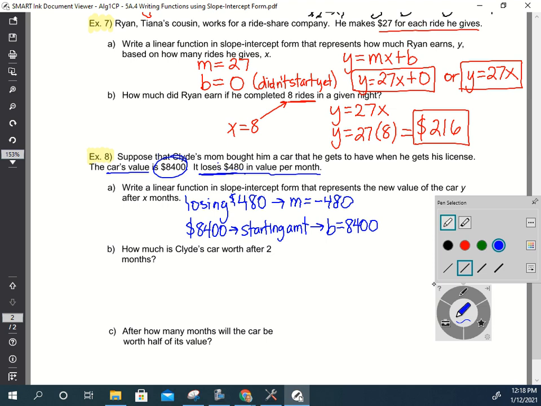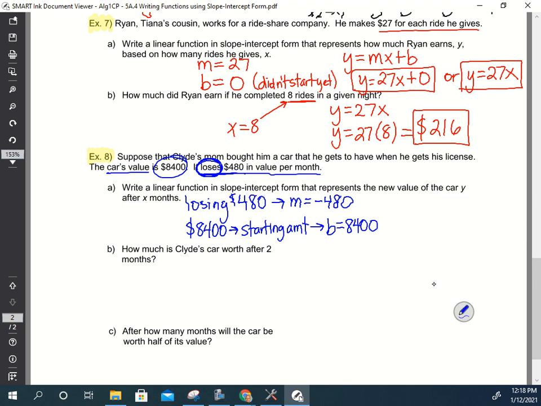Because it's telling you that you're losing money. See that part? So if you're losing money, that's negative. If you were gaining money, that would be positive. So, good question.